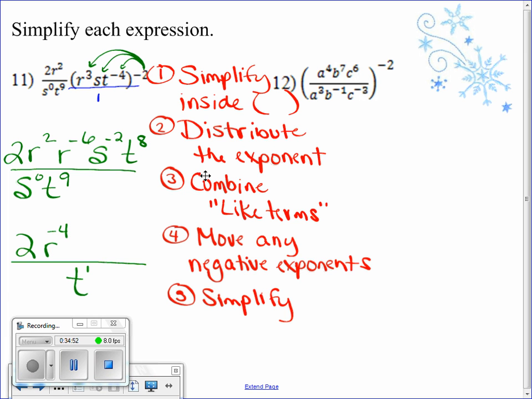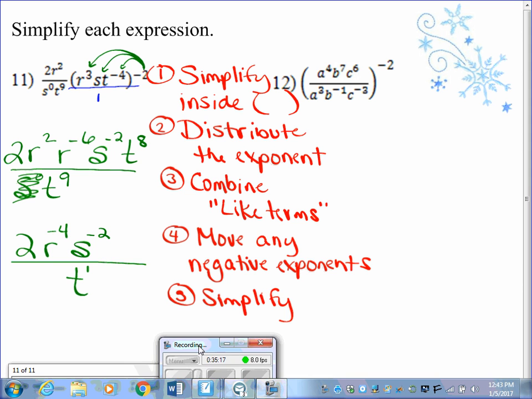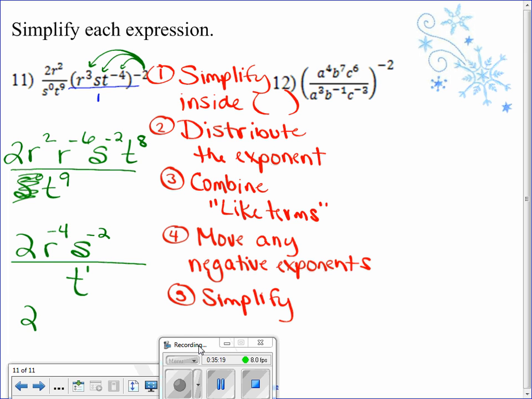What about my S's? What's this one? Anything to the 0 power equals 1, so do I really need this? No, it's like it's not even there. So I have S to the negative 2 on top. Step 4, move any negative exponents. So I need to move these to the bottom. 2 is going to stay up there. Then the R needs to come down, R to the 4th. The S needs to come down, S squared. And then the T is still on the bottom.